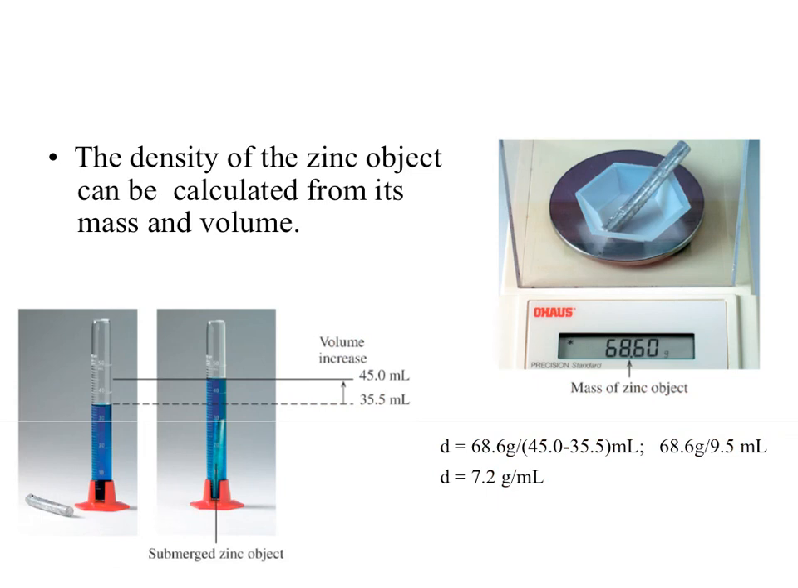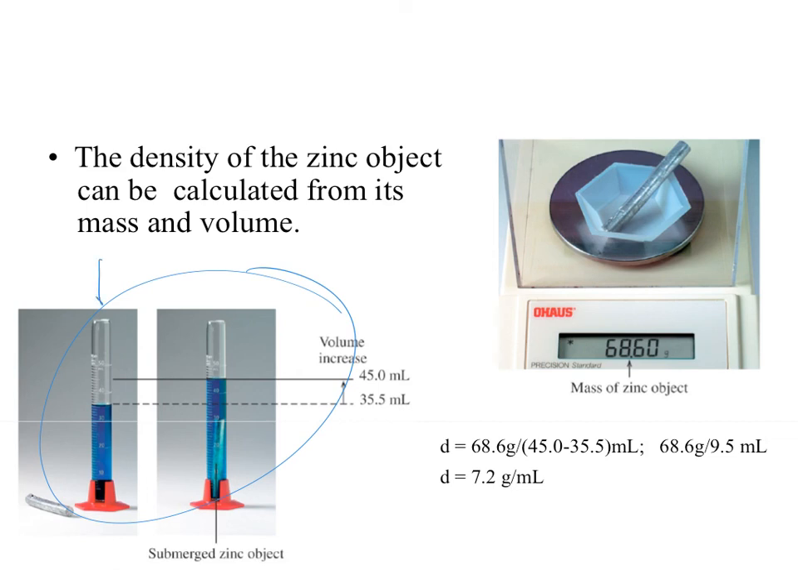The density of a zinc object can be calculated from its mass and volume. So you're probably going to do this in the lab. When we have an irregular shaped object, so something where it's not a cube and I cannot just measure length times width times height, and it's something that'll sink in water, a really easy way to determine volume of an irregular shaped object is to do the following. Grab a graduated cylinder and get some water in it. I don't really know why it's blue water. We know water typically tends to be clear, but they've colored it up for whatever reason.